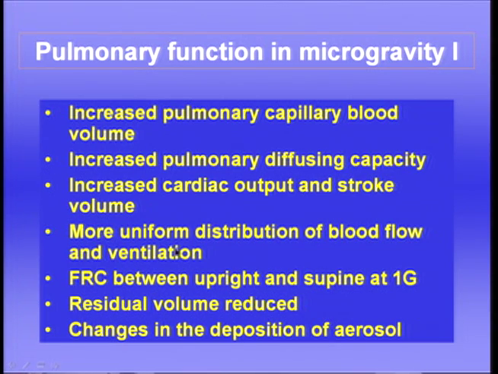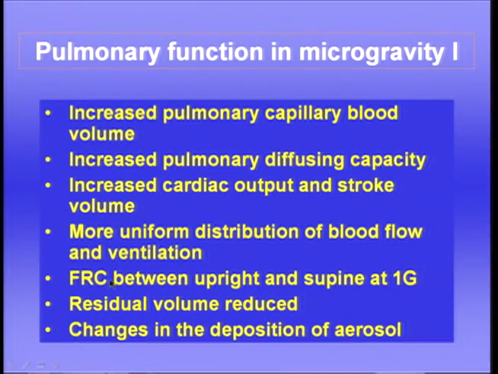The distribution of blood flow and ventilation became more uniform, as you might expect, because gravity causes regional inequality, although the changes in ventilation in particular were not dramatic, and there is still some uneven distribution even in weightlessness, because you can't expect the lung to have evolved so that every gas exchanging unit has exactly the same ventilation and blood flow. That's not the case. So there is some maldistribution or uneven distribution in weightlessness.